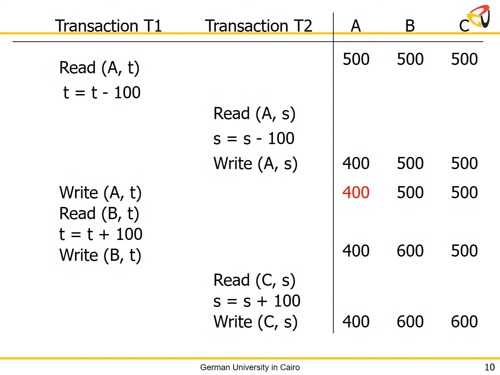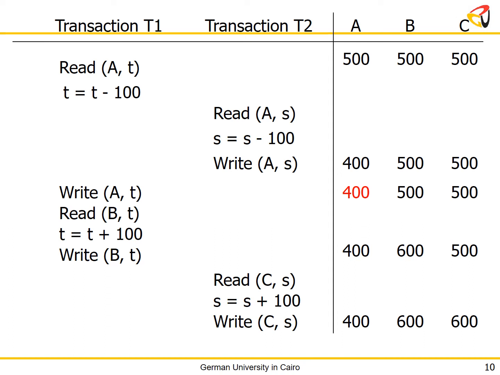Notice that the value of A in transaction T1 and T2 now are, I'm starting with the same value, which is 500. So in T1, when I said read A into T, I got the 500, put it into T, and then I took away 100, so T is 400, but I didn't have a chance to write that back into A because the context switch happened.